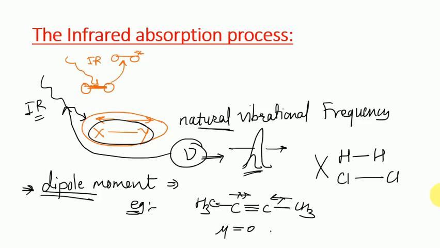Another kind of example is a carbon-carbon double bond. Likewise, it is a symmetric compound and it is not able to absorb in the IR region.